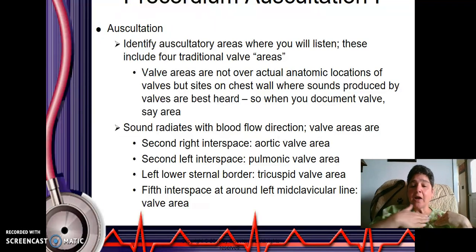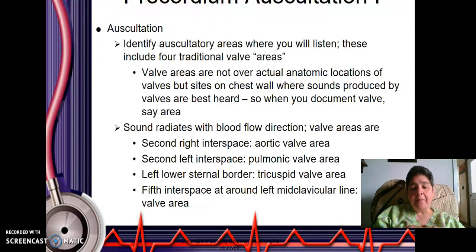The pulmonic area is in the second interspace, closer to the sternal border. Actually, both of them are more mid-clavicular, so more along the middle of that clavicular area. And again, second left interspace. The left lower sternal border is the tricuspid area, and it's usually between the third and the fourth rib or intercostal space, so right in that area.